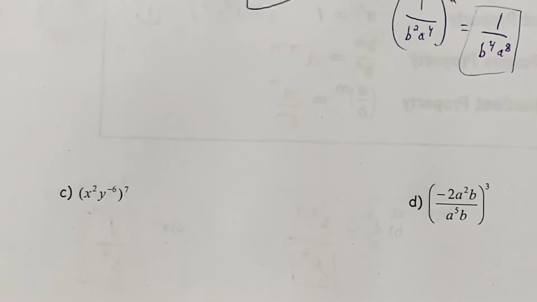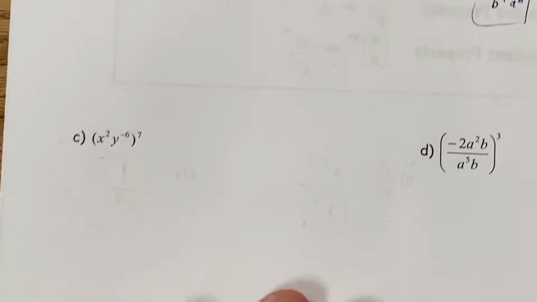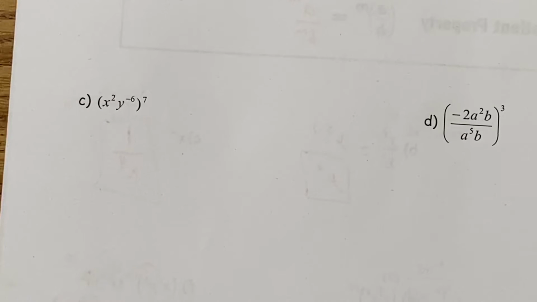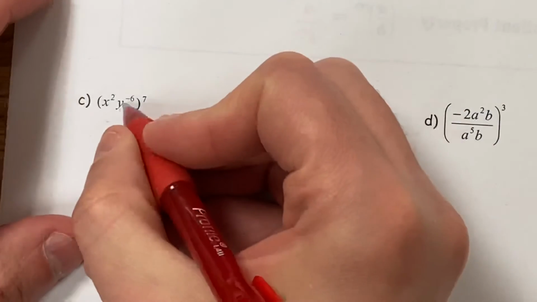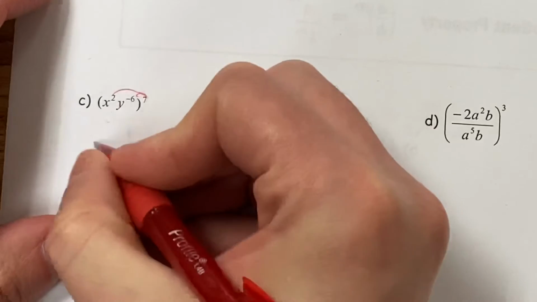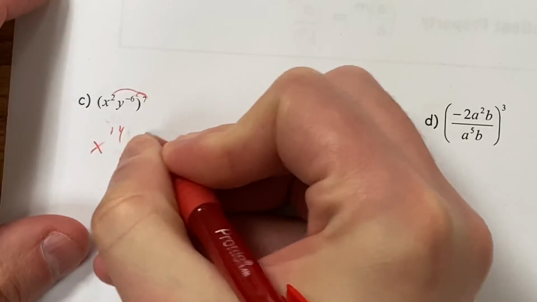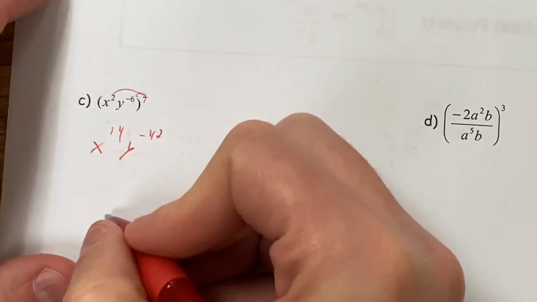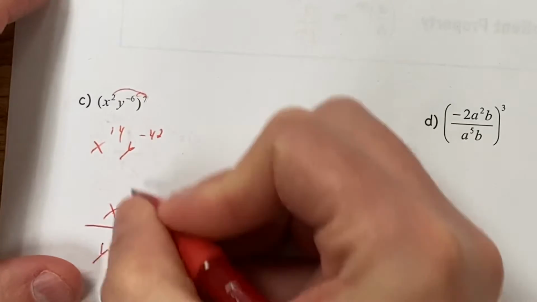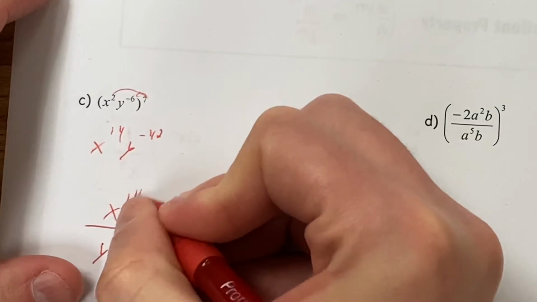If you want to try these ones, you can. I'm not going to explain them. I'm just going to kind of do them very fast. But if you want to try them, you can. Okay. Distribute the 7, you get x to the 14th, y to the negative 42. Because the y is negative, it's going to go on the bottom. Because the 14 is positive, it stays where it is.